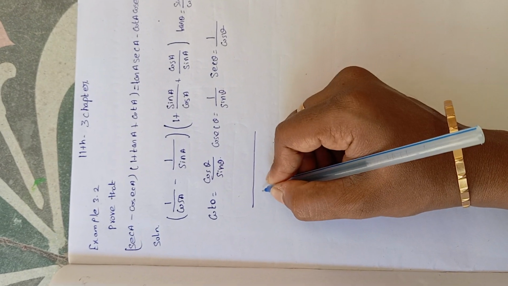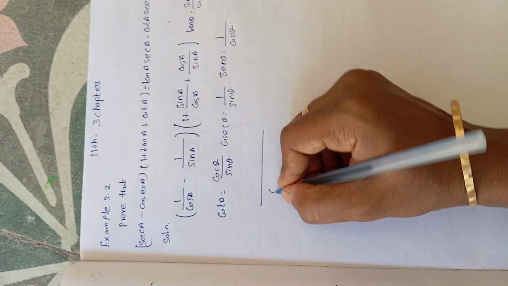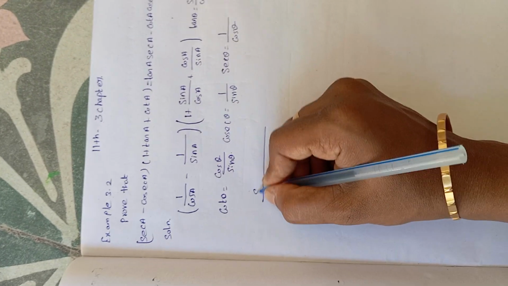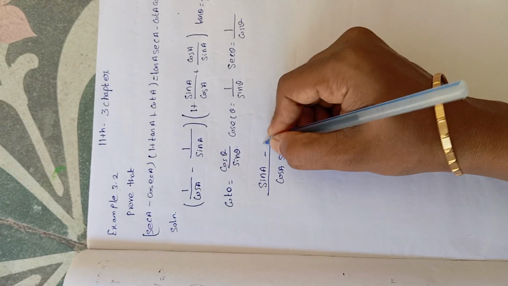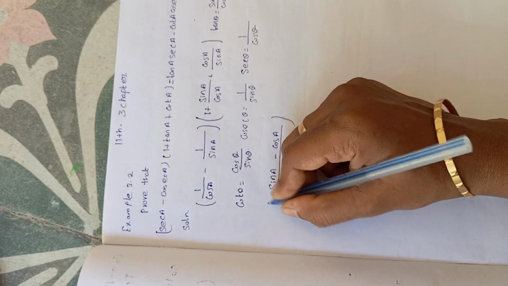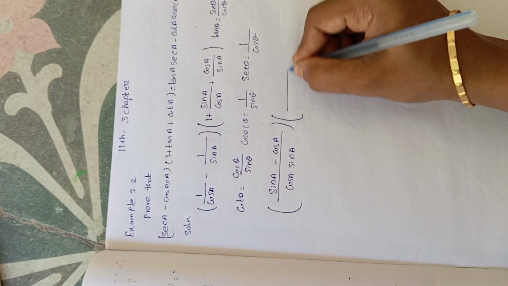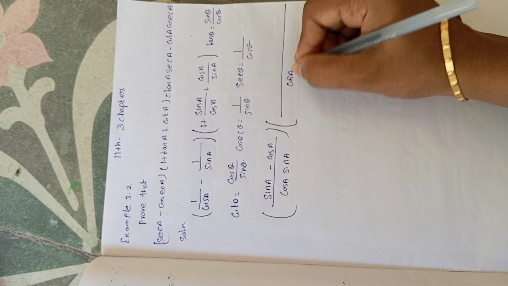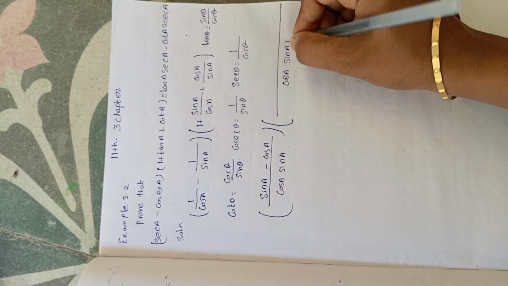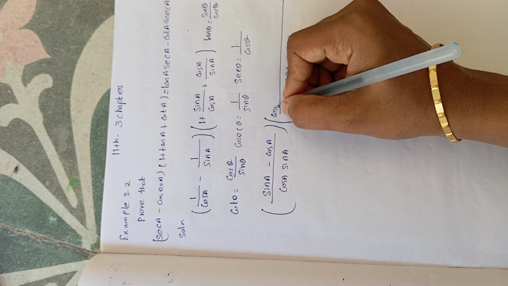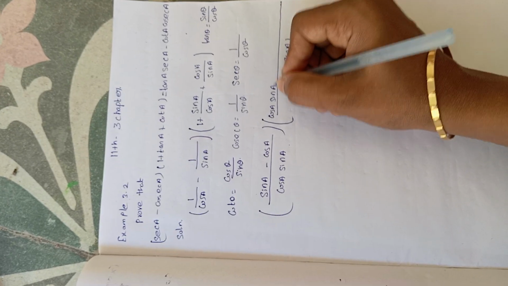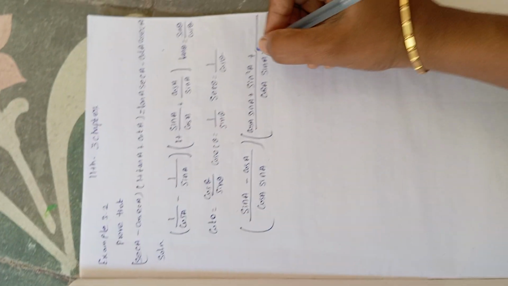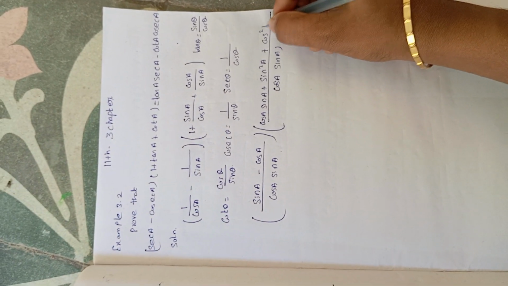Next, denominator is multiply cos A sin A. Here sin A minus cos A, denominator is multiply cos A by sin A, cos A by sin A plus sin square A plus cos square A.